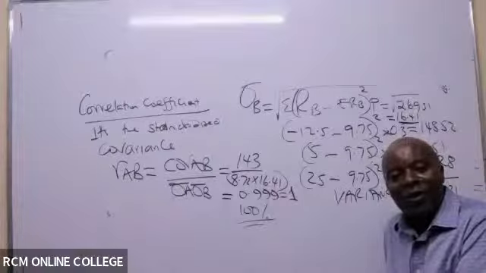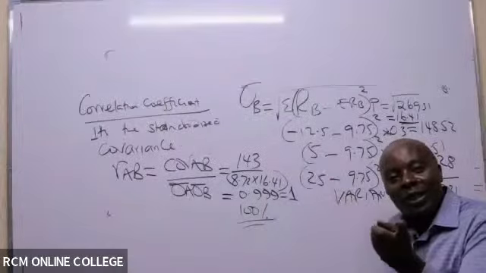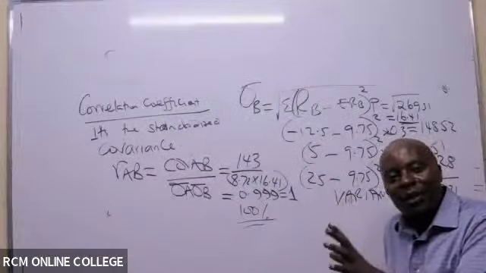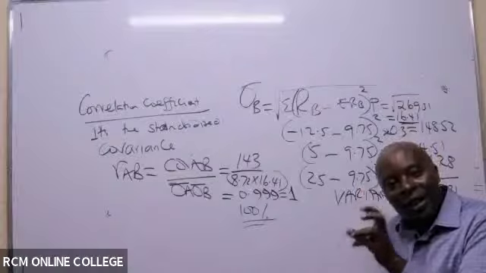So if you get 100%, that's how you interpret it. 100% relationships, associations here, are risky for the investor.